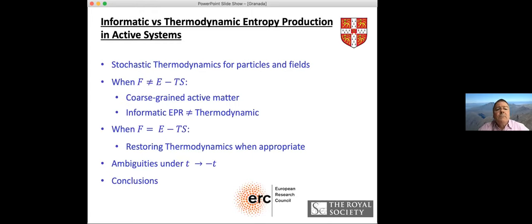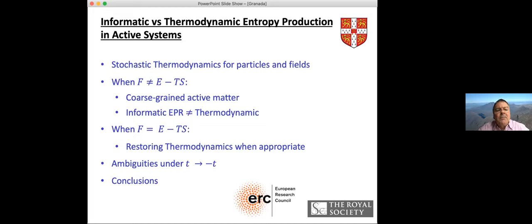So I'll introduce the topic by talking briefly about stochastic thermodynamics, first for particles and then for fields. Stochastic thermodynamics being the set of relatively recent discoveries to do with entropy production and fluctuation theorems, allowing you to talk, in thermodynamic terms, about individual trajectories or very small systems.